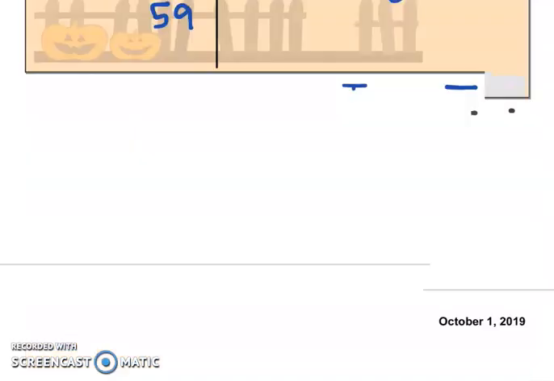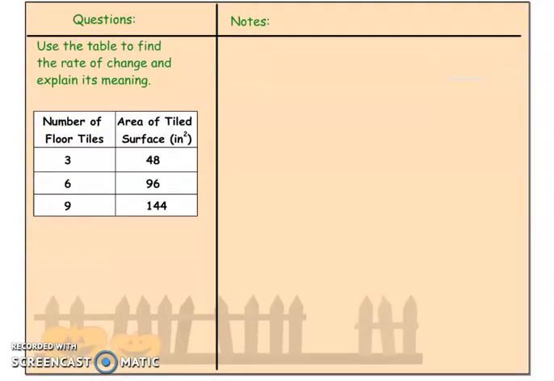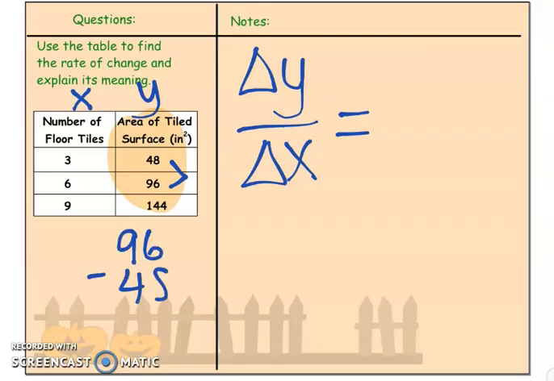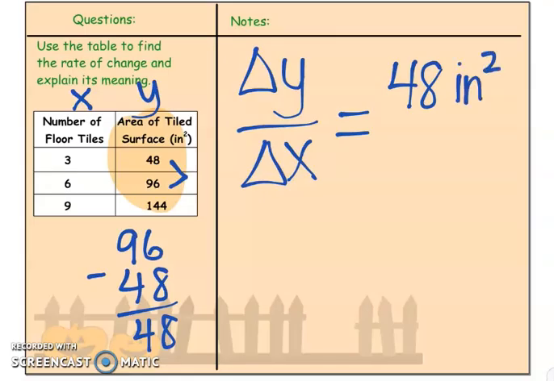Next table, change in y divided by change in x, y coordinates. Now we're talking about the area of a tiled surface. So if we go from 48 to 96, how much does that change? I can subtract, and it changes 48. Looking at the label in the table, it's 48 inches squared.